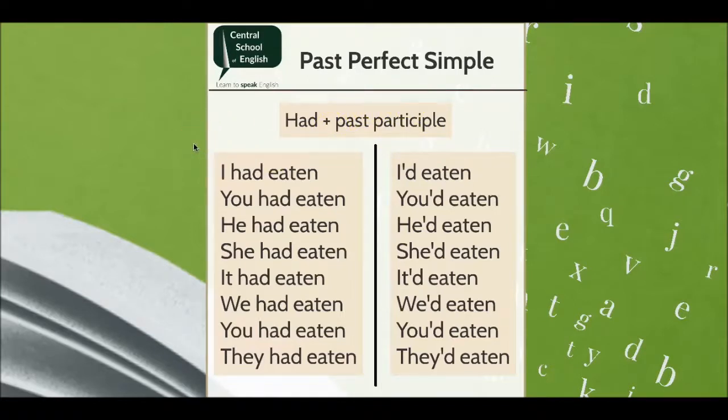For example, to make a past perfect positive sentence using the main verb to eat, we can say, I had eaten, you had eaten, he had eaten, she had eaten, it had eaten, we had eaten, you had eaten, and they had eaten. We should also remember that it is common for English speakers to use contractions when speaking. We say, I'd eaten, you'd eaten, he'd eaten, she'd eaten, it had eaten, we'd eaten, you'd eaten, they'd eaten.